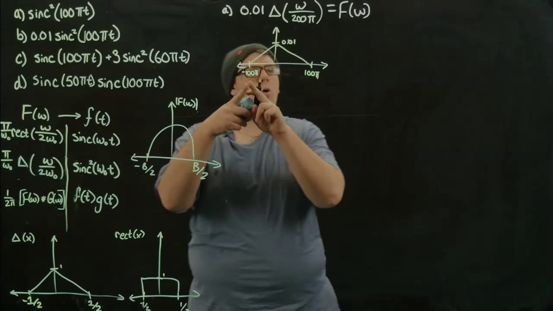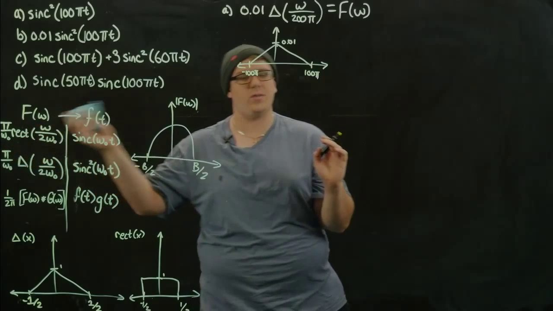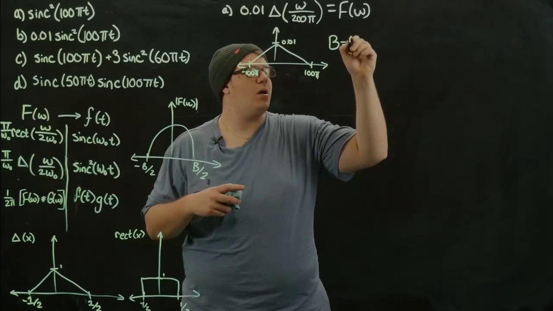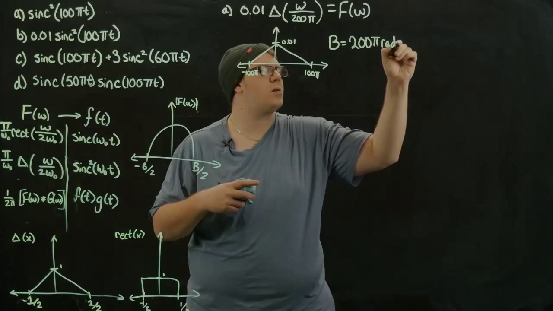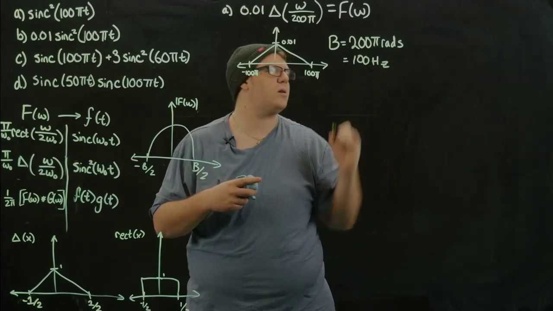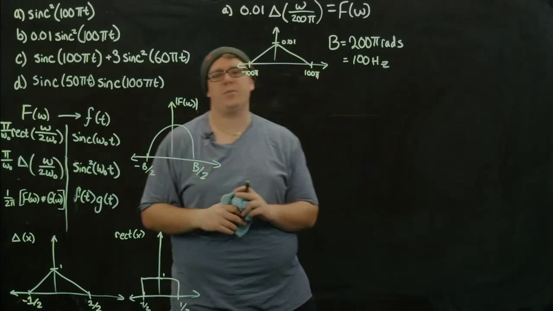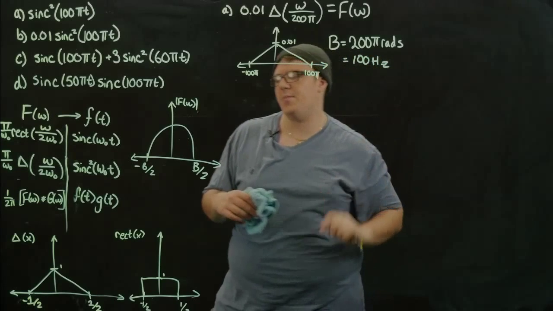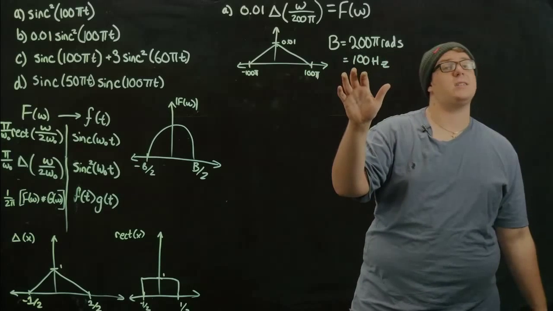If you look at the total width of this function in the frequency domain, so you just look at the domain from the lowest part to the highest part, you find that the bandwidth is 200 pi radians, which is also equal to 100 hertz. So a system that would be taking this signal as an input or output has to have a bandwidth of 100 hertz. It has to be able to support all frequencies less than 100 hertz.